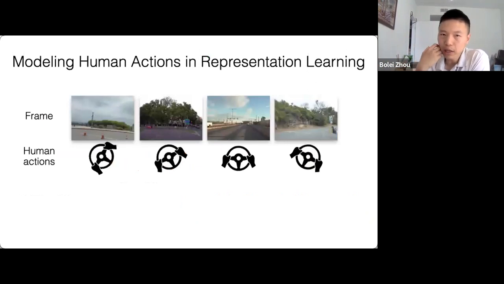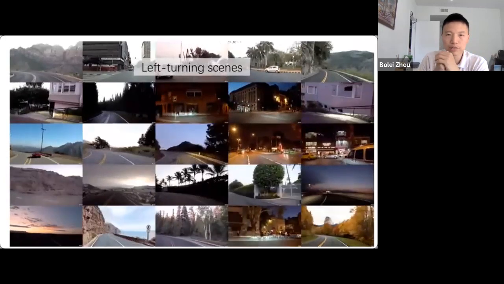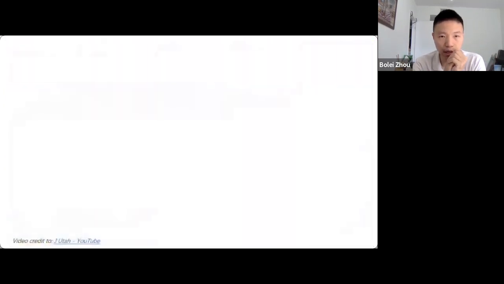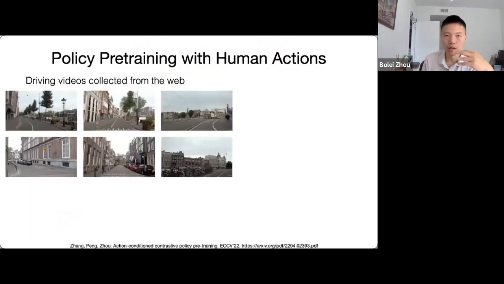Then we found out the human action is actually very important to generate those driving videos. If the human is turning left, then the whole driving video will turn left. Going straight, then the whole video will go straight. Here are some of the videos under different driving actions. We have these straight driving scenes, and we also have these right turning scenes. Those are different videos, but they share similarities conditional on the driving actions. So that made us think, how can we design this policy pre-training with human action inside?